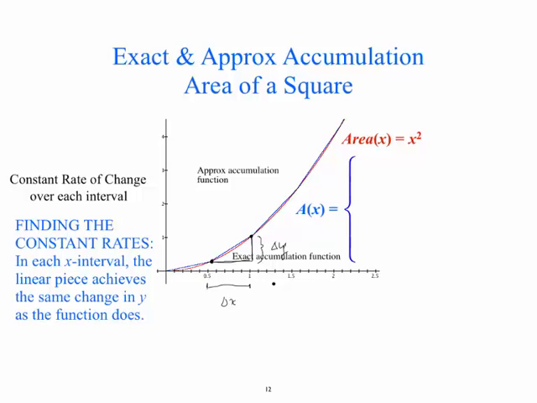Does that make sense? Going from 0.5 to 1 and just measuring the height of delta y, the change in y, is how we're going to get that constant rate. We're going to need to make this piecewise linear function, so we need to know what that constant rate is for that interval. To get that, we want the segment whose change in y is the same as the change in y of the function over that interval.